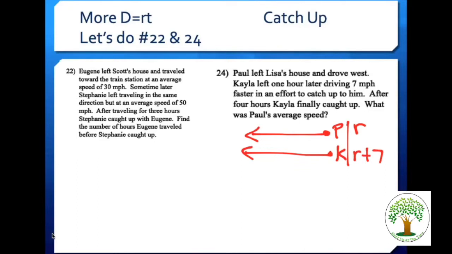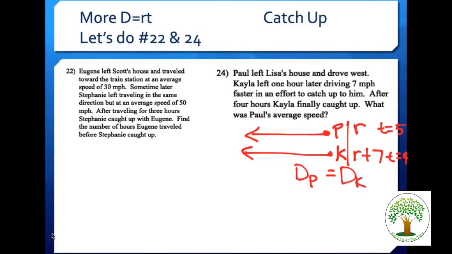4 hours. Who's 4 hours? It says after 4 hours, Kayla caught up. So she's 4 hours, but she left an hour later. So how long did Paul go? 5. Yes. This makes her time 4, and Paul's will be 5. What do we know about their distances with this? They're equal. So Paul's distance and Kayla's distance are equal.